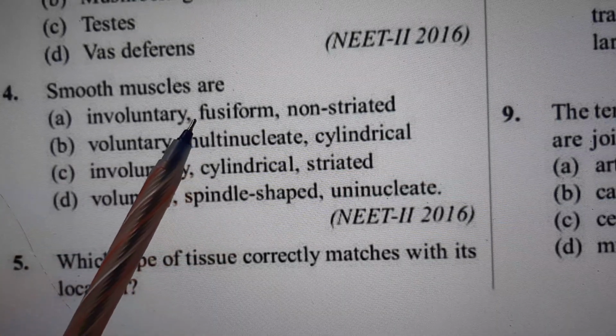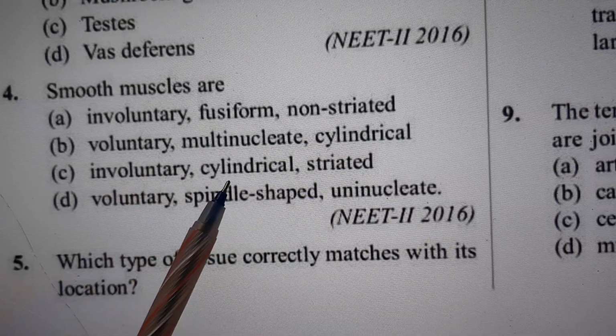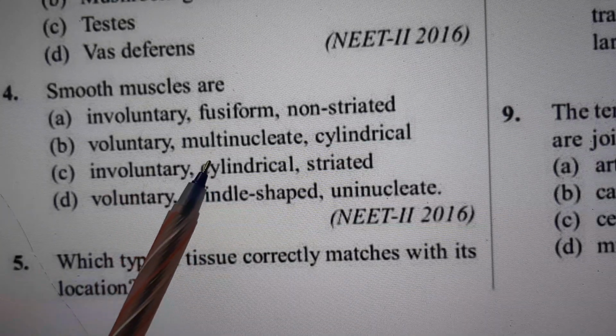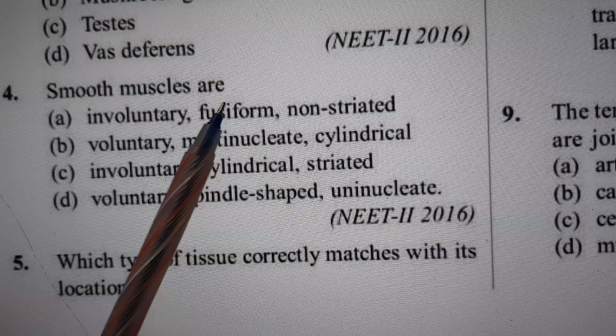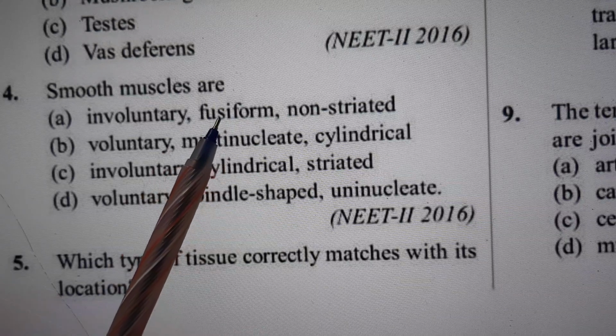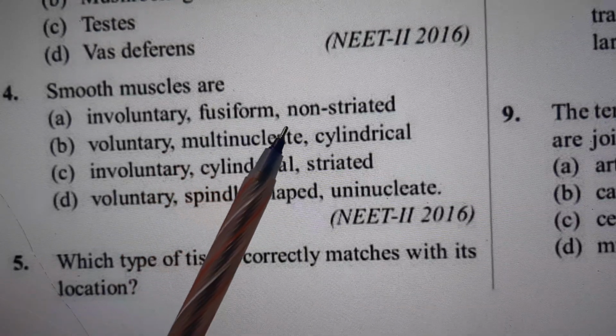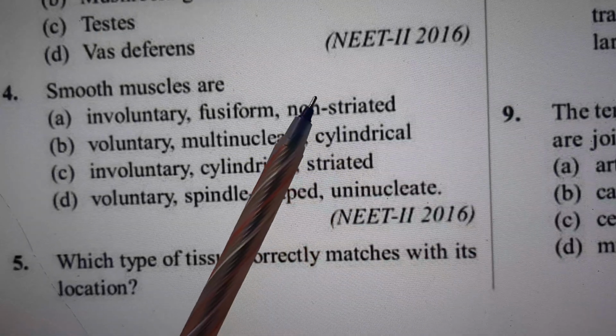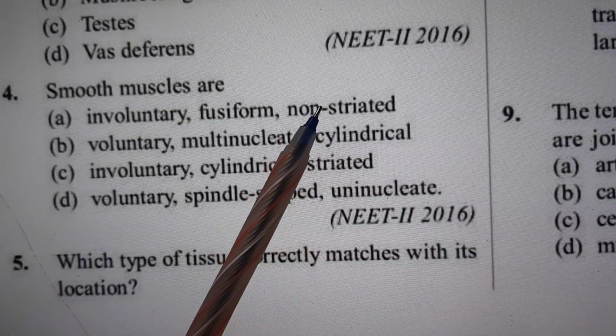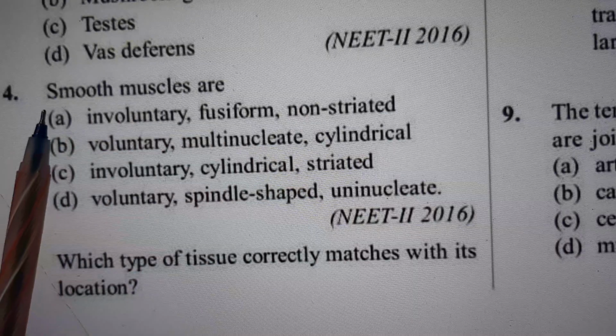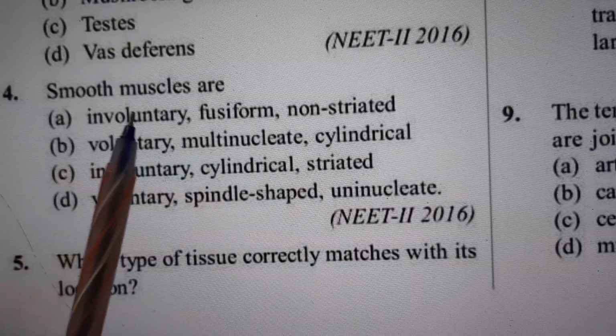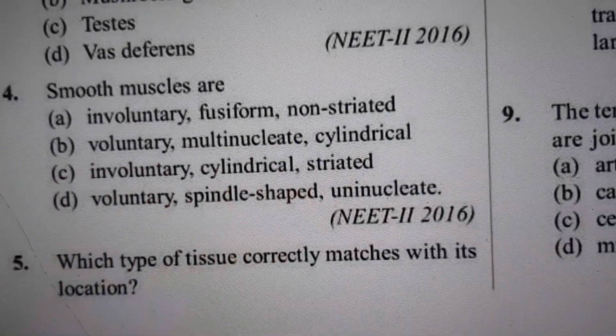Second, we have the shape, fusiform or cylindrical. We know that the shape of smooth muscles is fusiform. It is given in the NCERT, this word. And the third thing is striated or non-striated. They don't have any striations, they don't have patterns, so they are non-striated. The correct option is option A, involuntary, fusiform, non-striated.